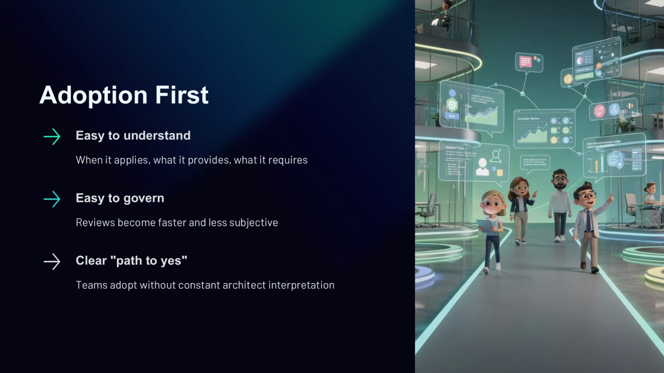With a catalog approach, you now focus on adoption because unused patterns are just shelfware. You design patterns so delivery teams can understand them quickly, including when the pattern applies, what it provides, what it requires, and what trade-offs it implies. You also make patterns easy for governance forums to assess, so reviews become faster and less subjective. Most importantly, you ensure patterns come with a clear path to yes, meaning teams can adopt them without needing constant interpretation from architects. Adoption is the difference between architecture influence and architecture theater.